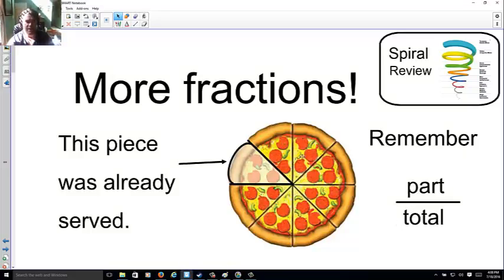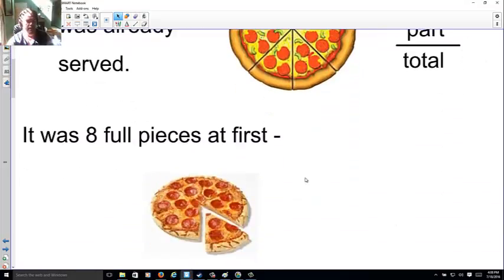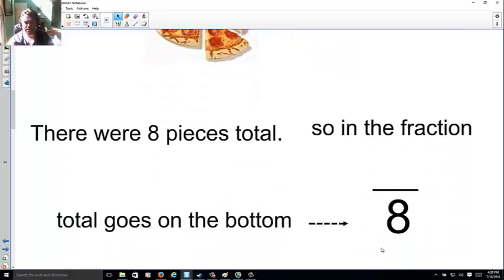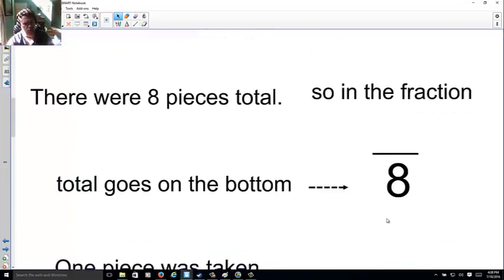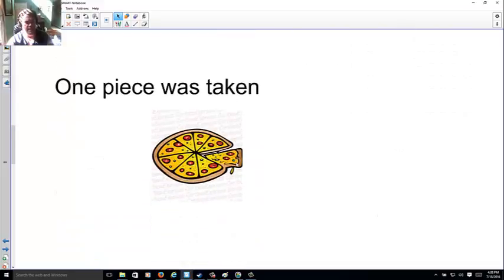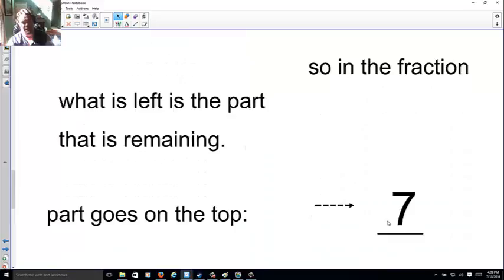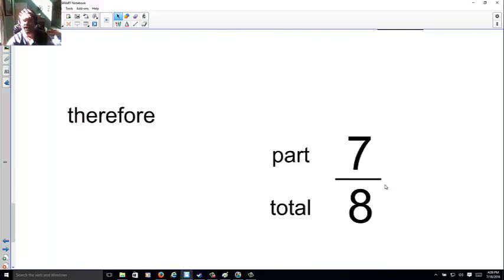So I had 8 out of 8 and now I'm taking one away. So there's 8 full pieces at first. The 8 goes in the bottom because that again is the total or the whole. 1 piece was taken, so 7 are left. So in the fraction, the part that's left is 7 on top, so it's 7 out of 8.